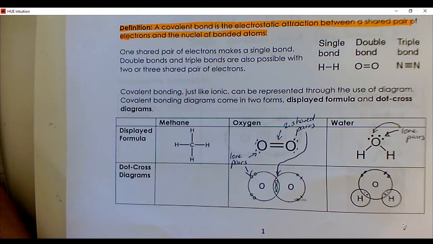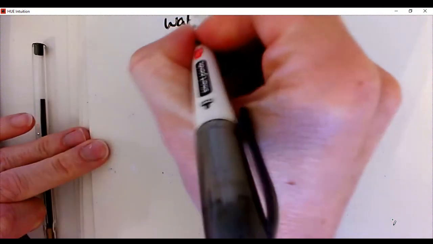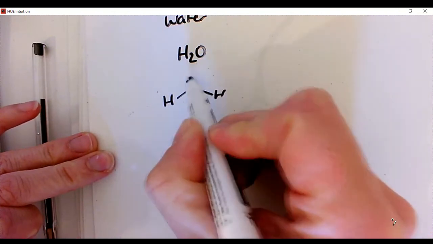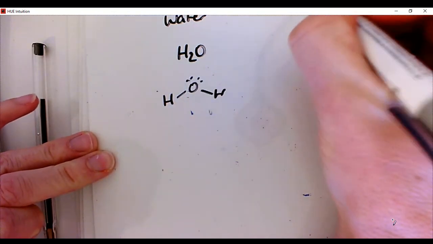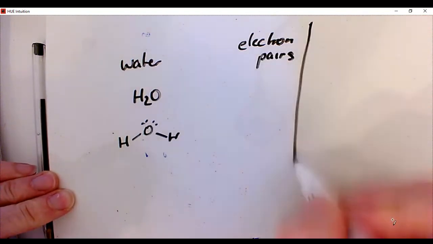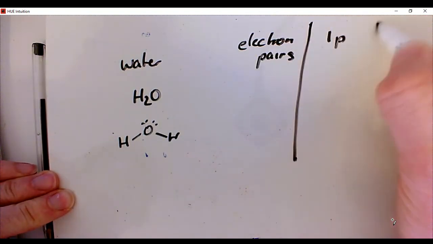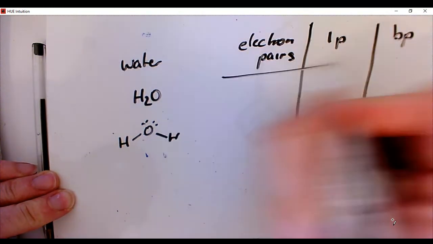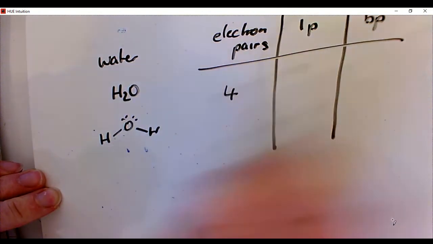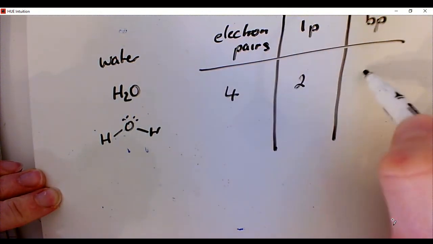So have a look at water here, and first thing to do is identify the number of electron pairs. If you look at water, it's H2O. So electron pairs, and then you look at lone pairs and the number of bonding pairs. Right, so for water, you've got 4 electron pairs, 2 lone pairs and 2 bonding pairs.